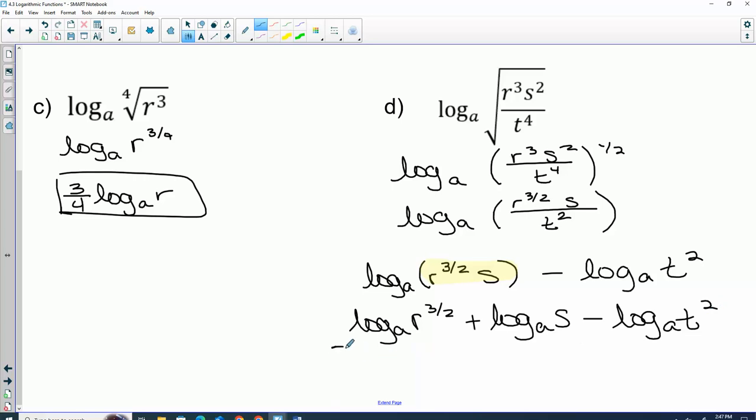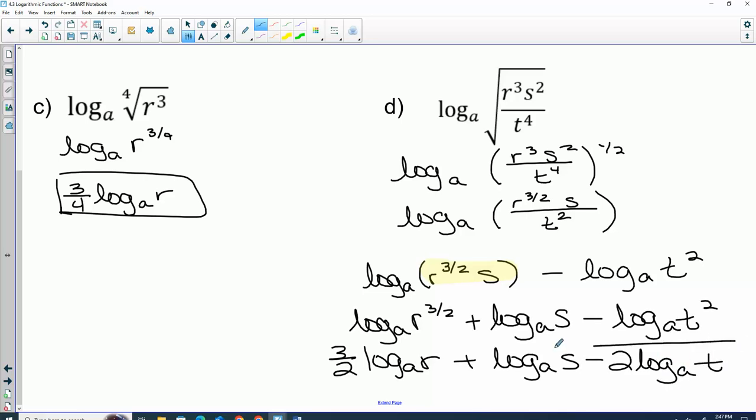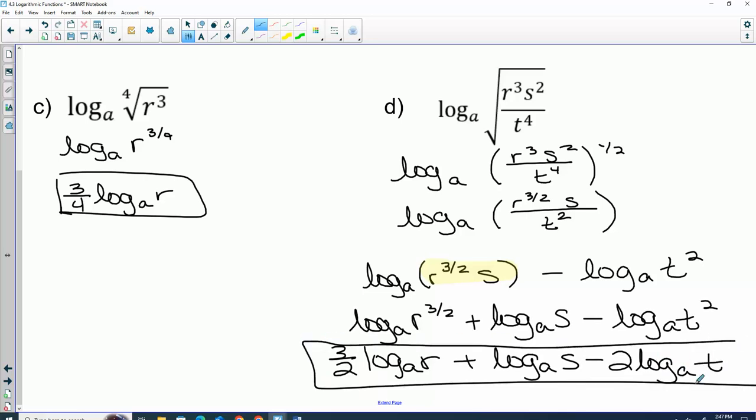So then all of my exponents come down. So 3/2 log base A of r plus log base A of s minus 2 log base A of t. You're not going to have any of these on your homework tonight. We are picking up with those tomorrow, but I kind of wanted to do a bit of an example there. Any questions so far?